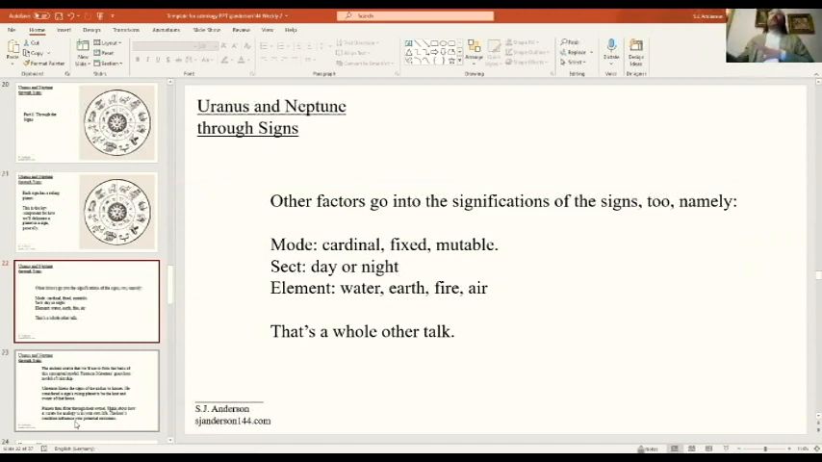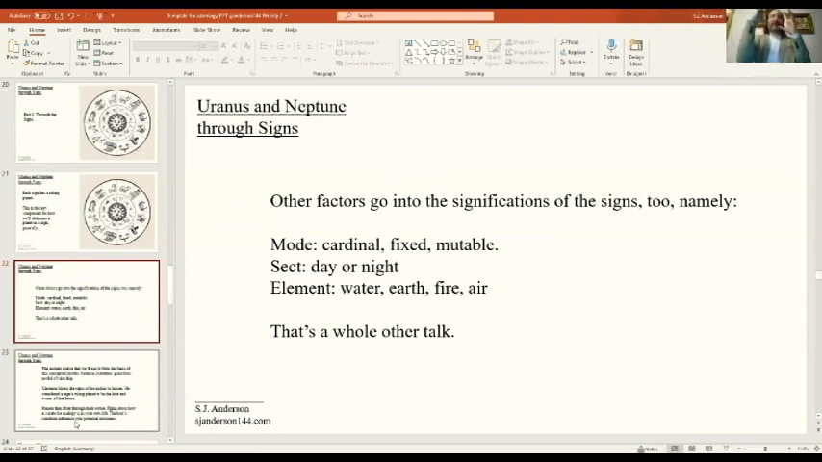That would be a whole other talk. I really don't want to do too much of this style of application for purposes of this lecture, because we only have so much time for this lecture. And just think about, we pick Leo. Leo's a fixed sign. That means it's staying in its element.